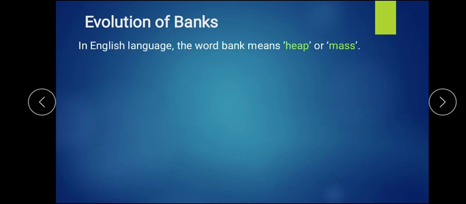Now, in the English language, the word bank means heap or mass. Heap or mass means that something is in a large quantity. So bank is a place or a thing where there is a large quantity, but of what? It is about money. So large quantities of money are there.